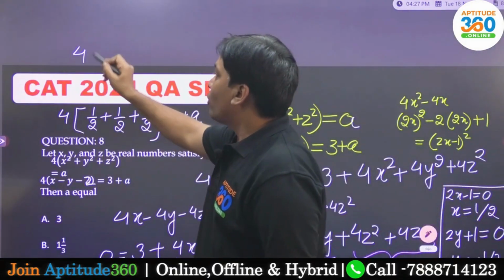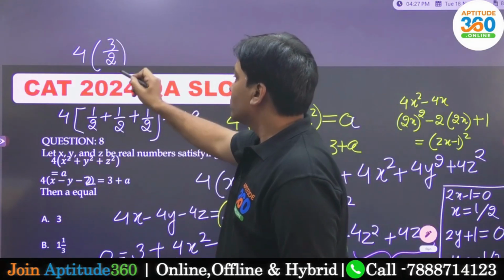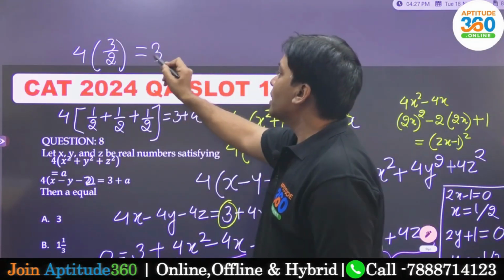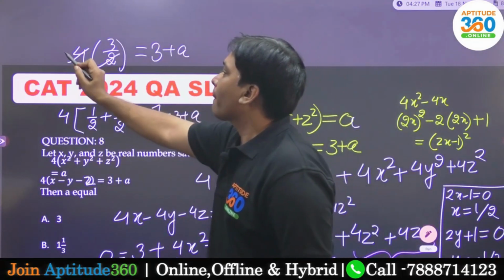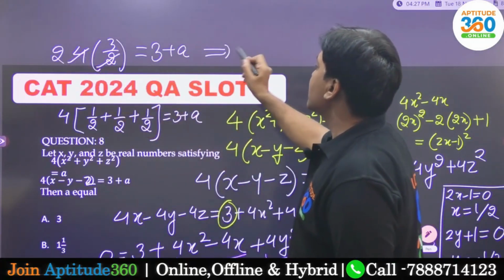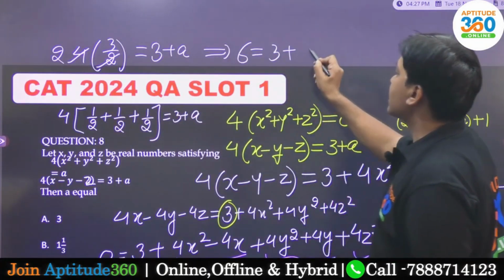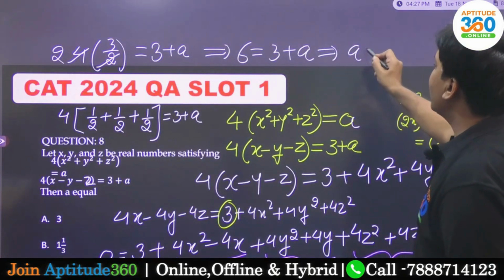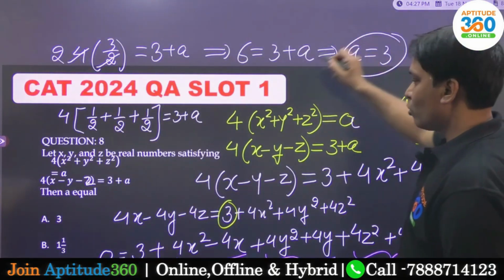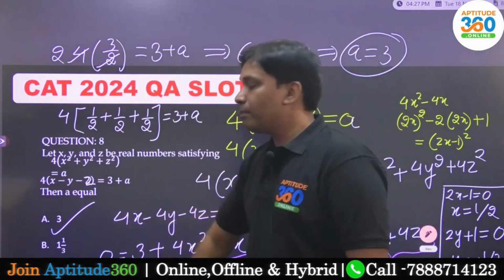So this becomes 4 times 3 by 2 is equal to 3 plus a. So that becomes 6 is equal to 3 plus a. And hence the value of a will be nothing but 3. So which option is there? Option number A is the right answer.